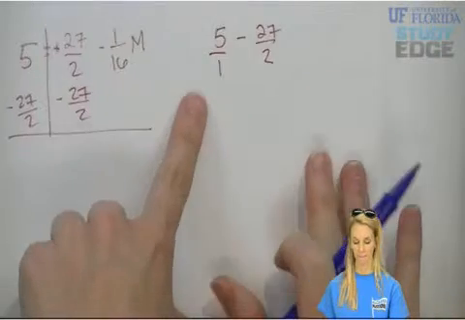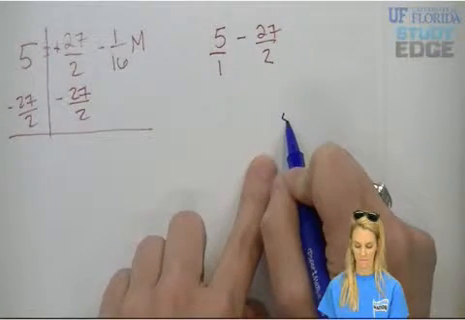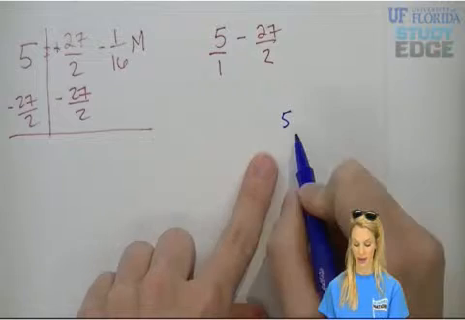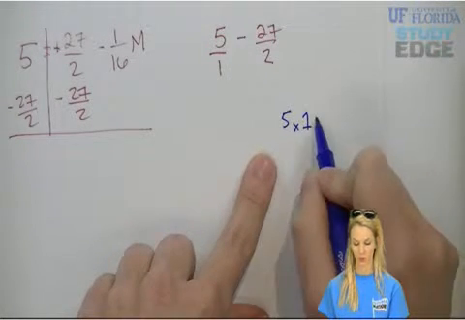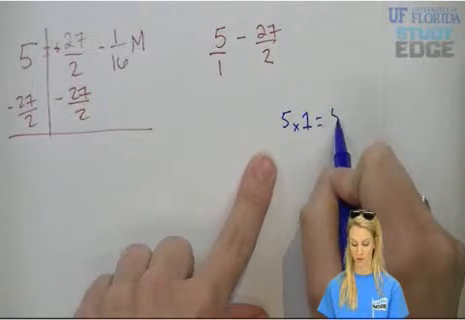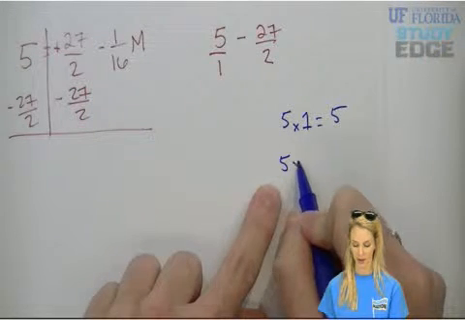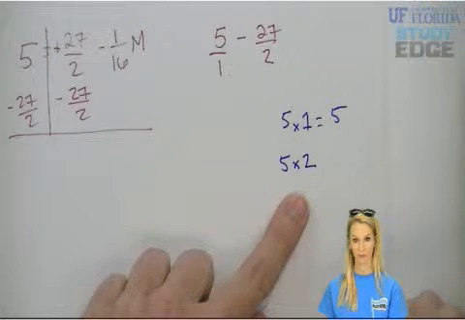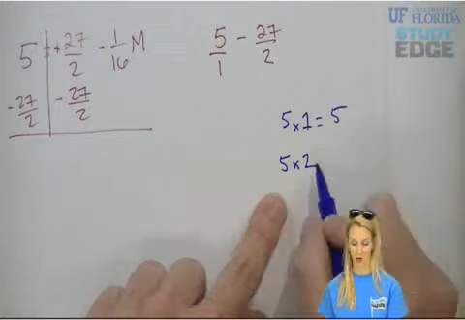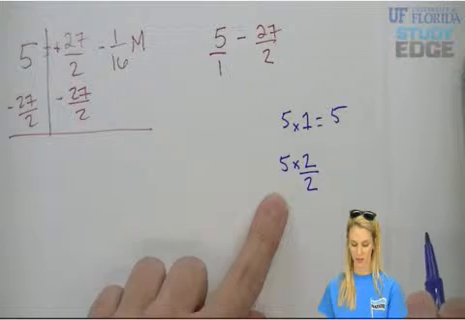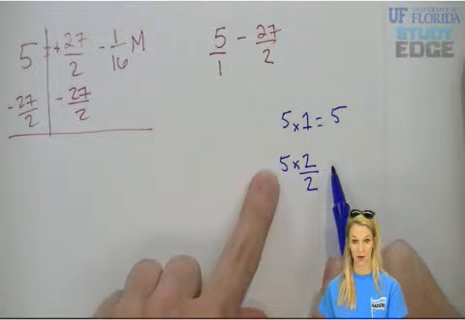Let me ask you something. If I start with 5 and I multiply by 1, what do I get? 5 times 1 is 5. If I start with 5 and I multiply by 2, you're thinking that's not 5 anymore, right? What if I also divide by 2? 5 times 2 would be 10, right?